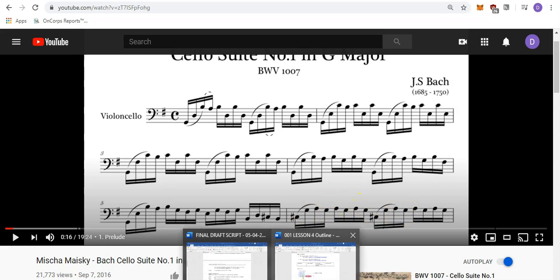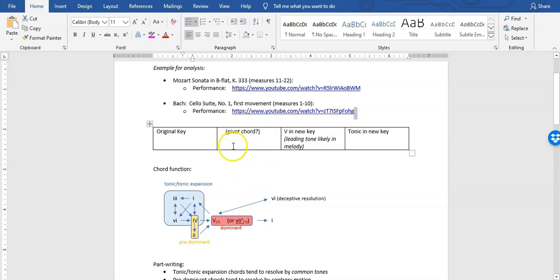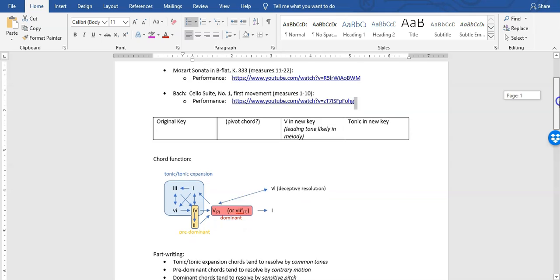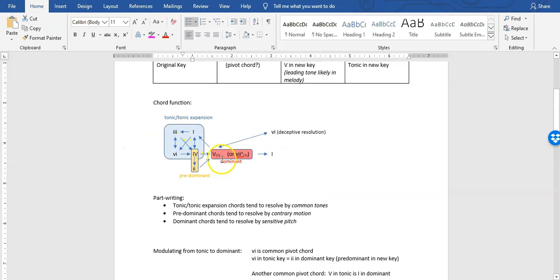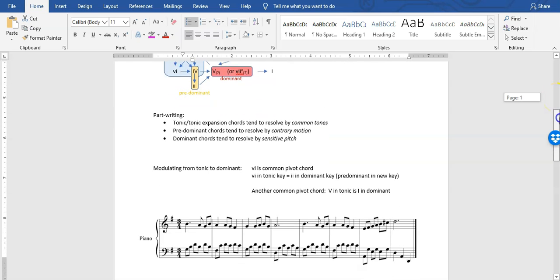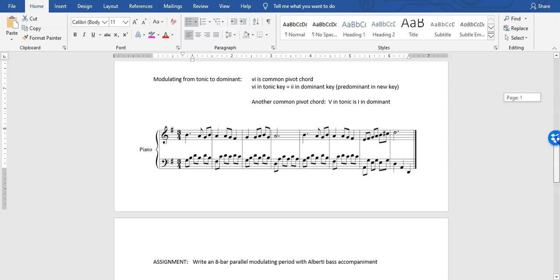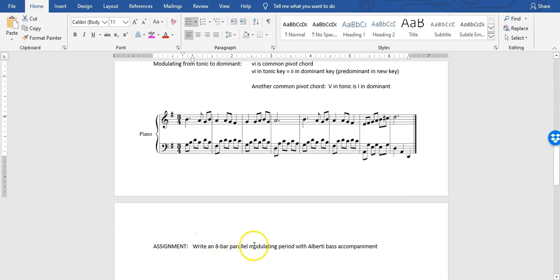Okay. So let me know if you have any questions around how a pivot chord modulation works, or any questions about this chart, but also remember that the function of the chord within this chart does often give you the right way to think about the part writing. Okay. The assignment that I would like to give, I've made an example here, is to write an 8-bar parallel modulating period with Alberti bass accompaniment.